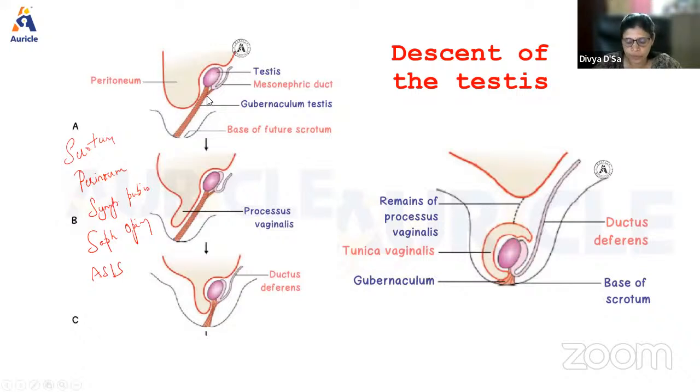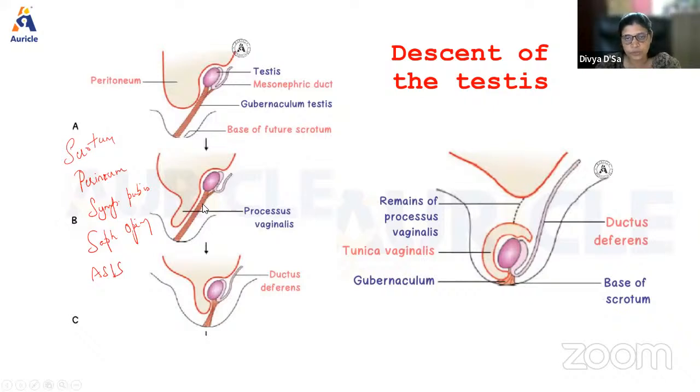As the development progresses, this gubernaculum shortens and it will pull the testis downwards. As it pulls downwards, because it is attached to the peritoneum, it will pull a portion of the peritoneum also, and that portion is known as the processus vaginalis. Into this processus vaginalis, the testis will project from behind. Since the gubernaculum is also attached to the mesonephric duct behind, even that portion comes down.